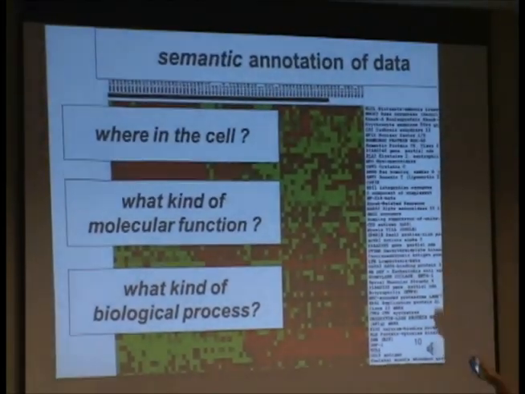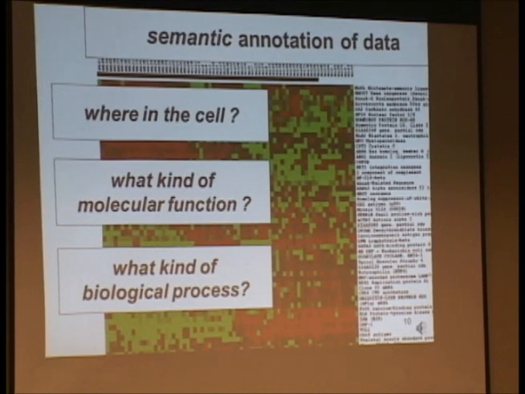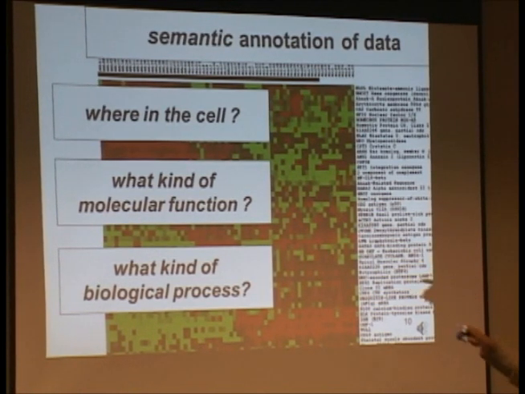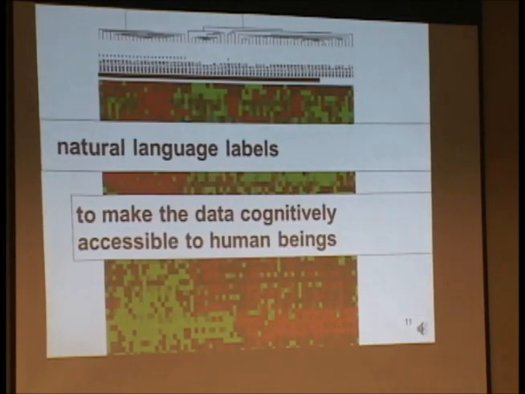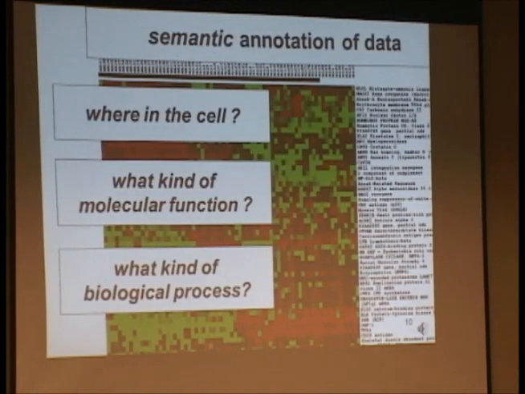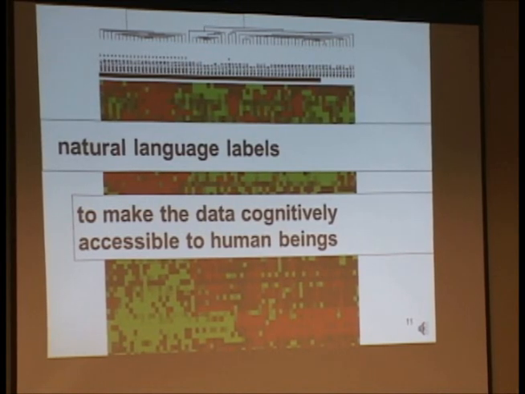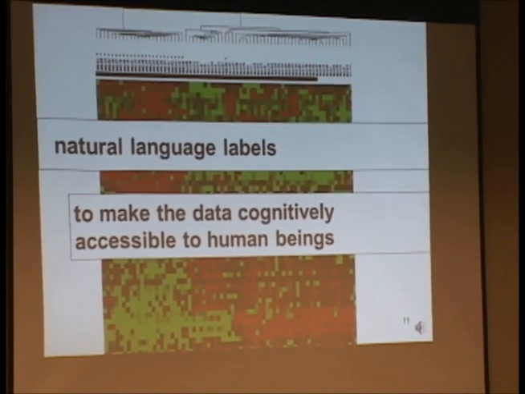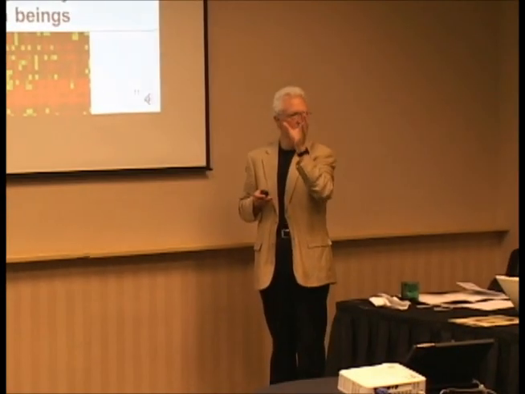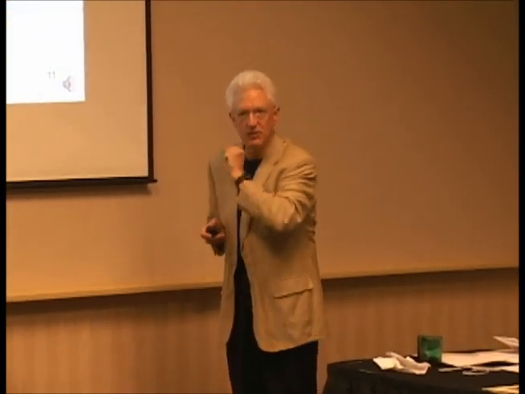So there's some information now about the way in which the gene ontology works. When you do a gene array experiment, there are questions that you always need to ask. Where in the cell, what kind of molecular function, what kind of biological process? And the gene ontology provides natural language labels to describe the answers to those three kinds of questions. You want to do this in natural language in a way that human beings can understand, and you want to do it properly. But those natural language labels are formalized. They are constrained in such a way that they can be captured by a computer.